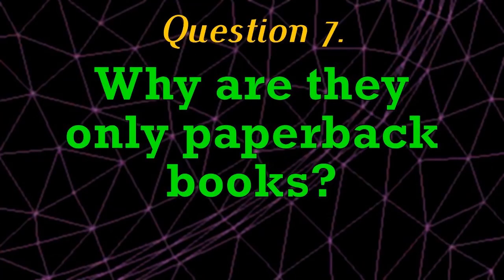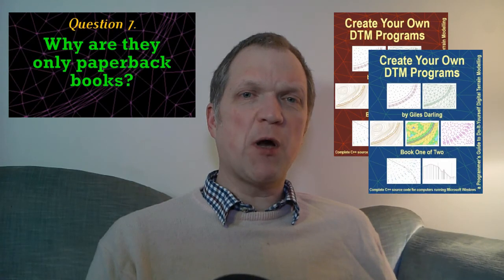Question 7. Why are they only paperback books? These two books are published as paperback books only because they contain computer code listings, diagrams, figures and tables. This makes them less suitable to be issued as e-books.